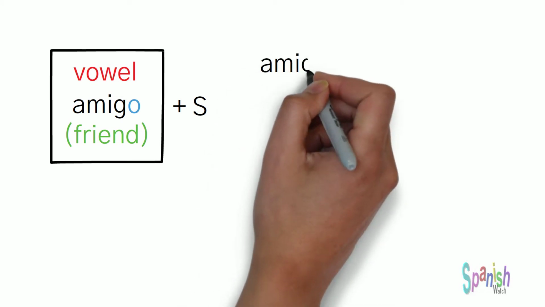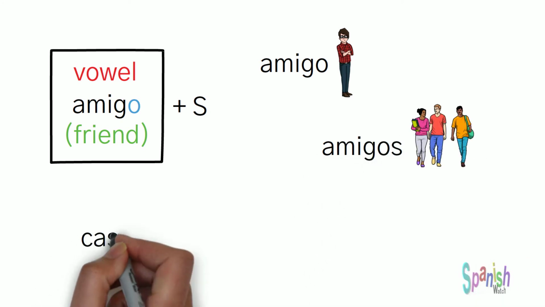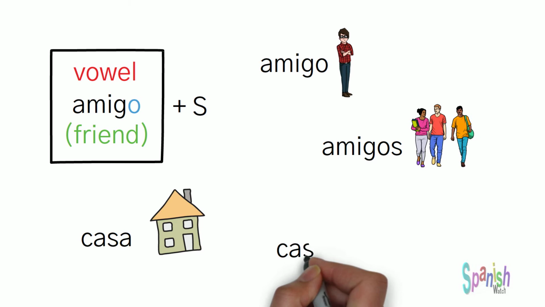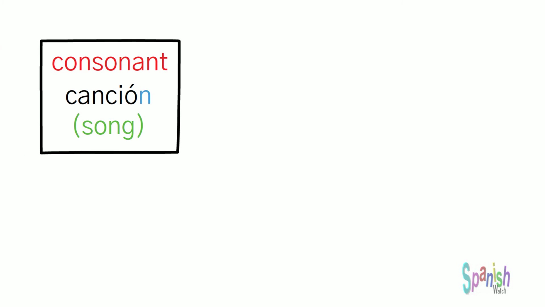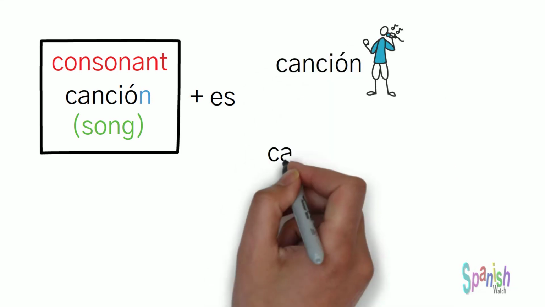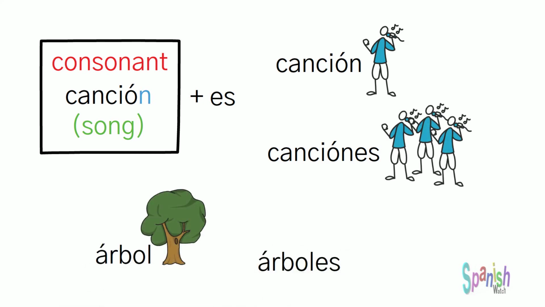When a word finishes in vowel, we just need to add an S after to make the plural, and that's it. For example, amigo is amigos and casa, house, is going to be casas. That's very easy, isn't it? The second case is when a word finishes in consonant. Then we just need to add es after to make the plural. For example, canción is going to be canciones. Árbol, which is tree, is going to be árboles.